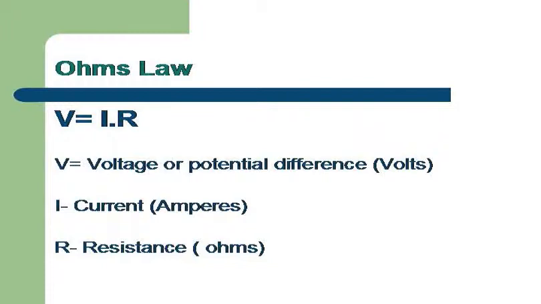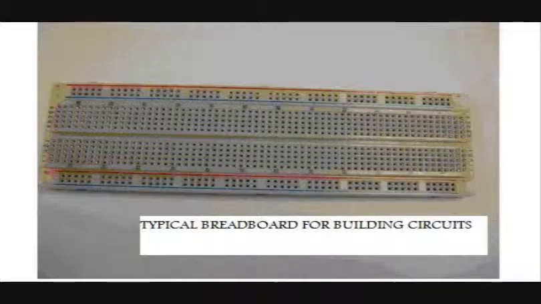The equation for Ohm's law is V equals IR, as you can see in the slide, where V is the potential difference or the voltage measured in volts, I is the current measured in amperes, and R is the resistance measured in ohms. All our calculations will be based on this relationship, and we will test our circuit to verify if the relationship is true.